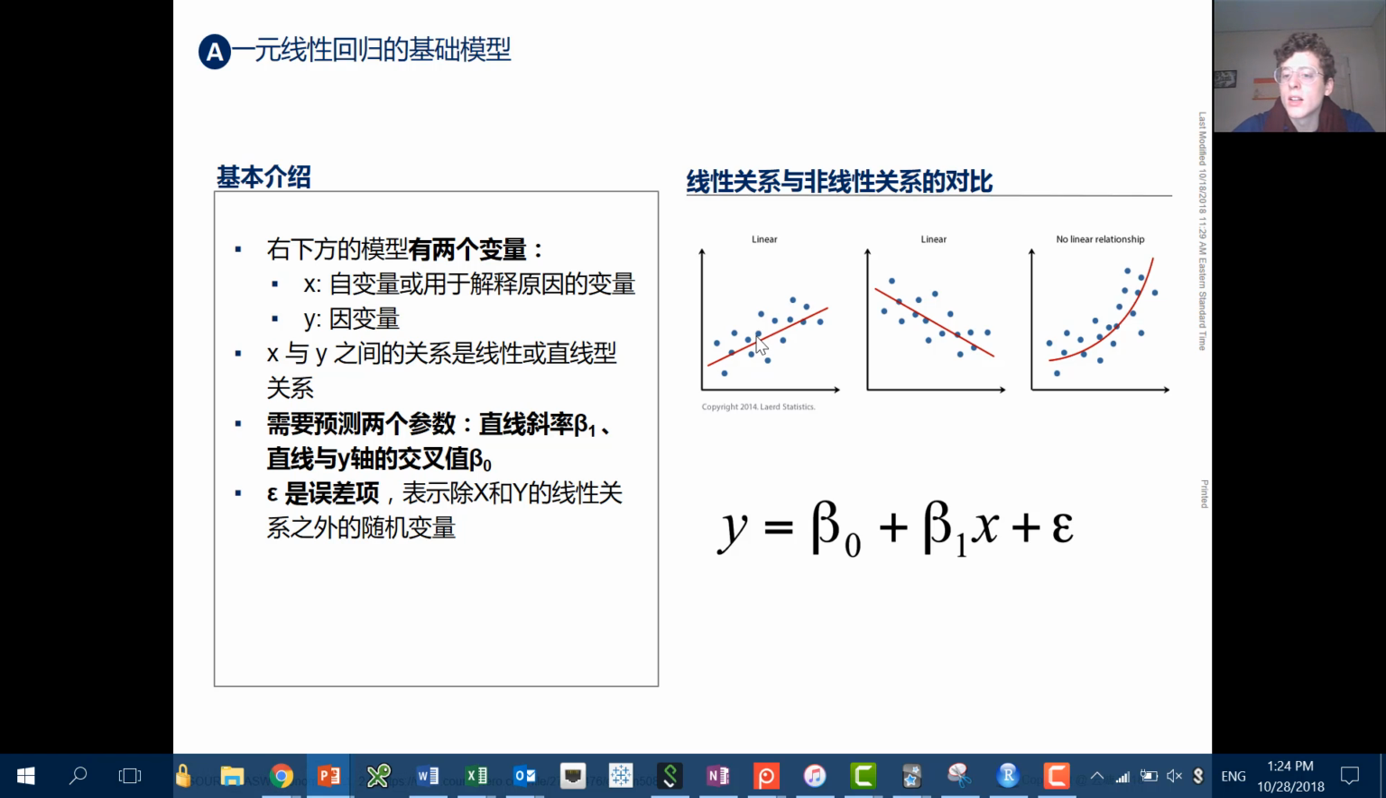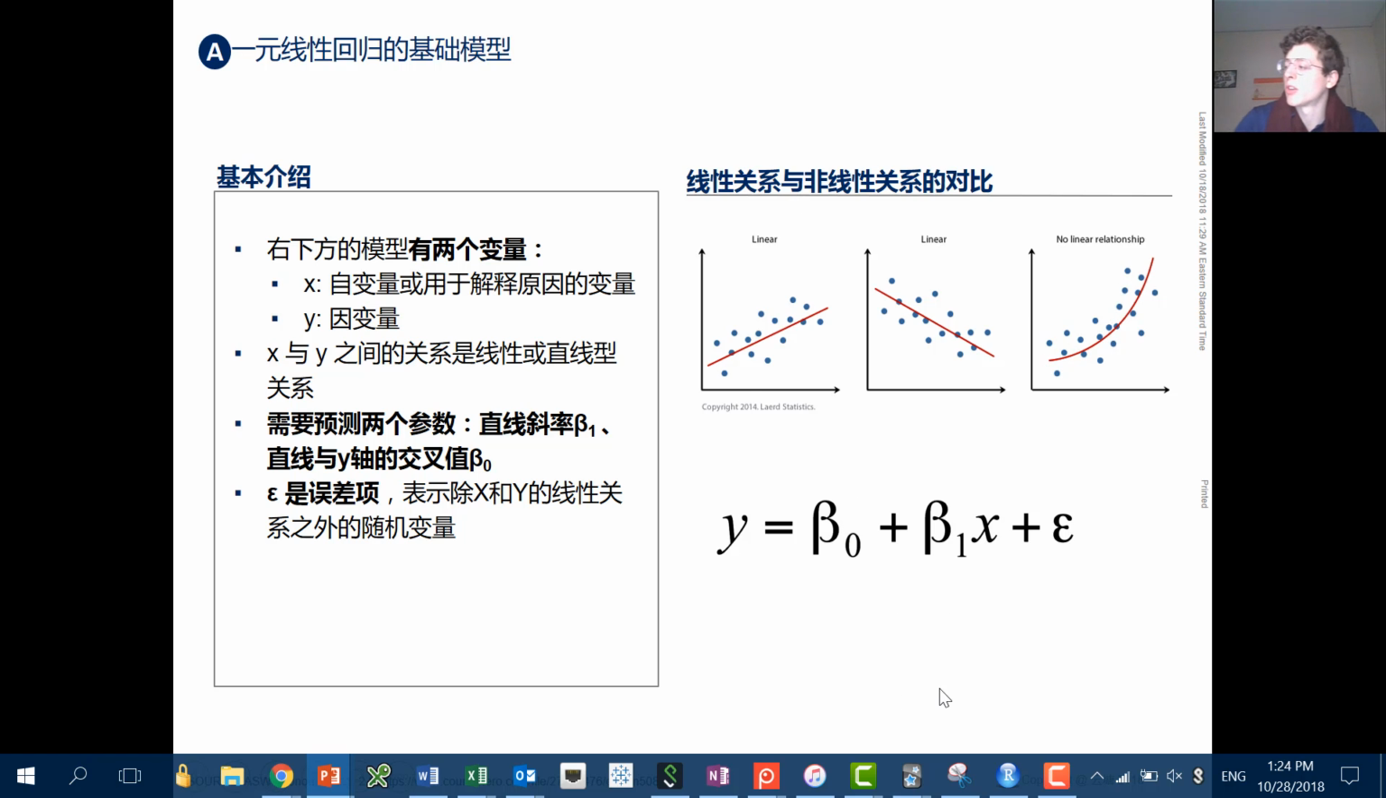We will focus on, when you're doing a linear regression, using a technique to predict what beta 0 and beta 1 are, and they give you these lines. This is not a linear relationship.